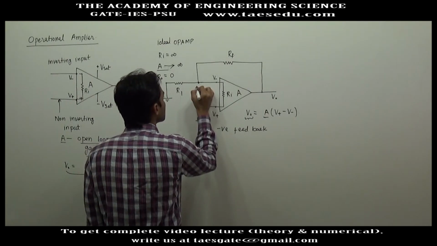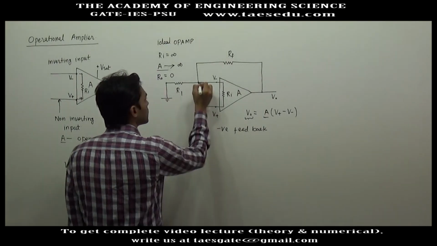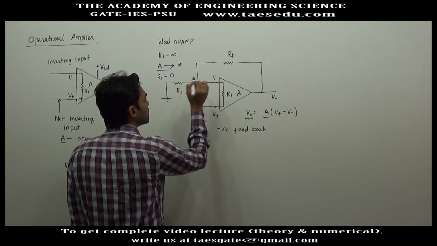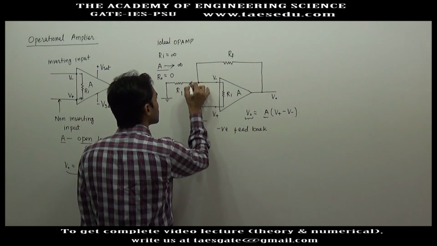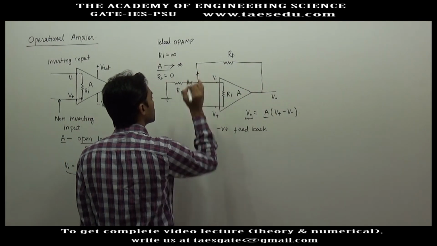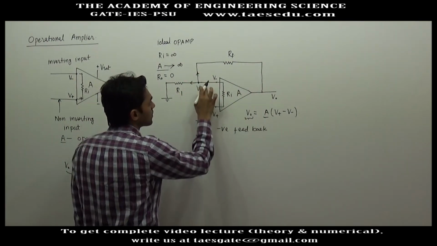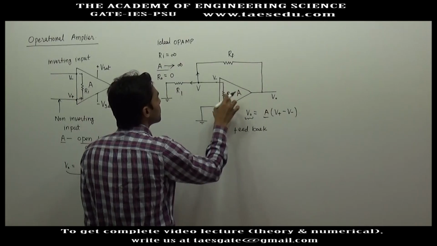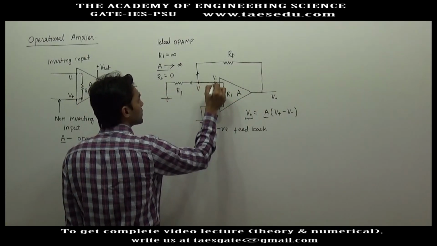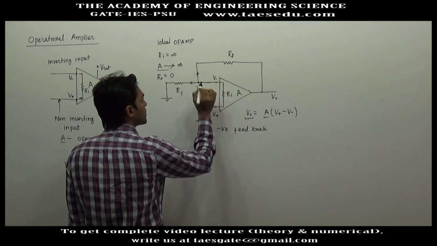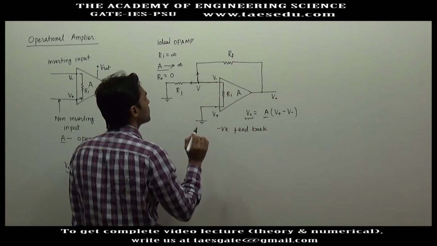So let's say this voltage is V. Now if you apply nodal analysis at this point, you will have this current plus this current equal to... the input impedance of an ideal op-amp is always infinite, so there cannot be any current in this direction. So this current plus this current will be 0.